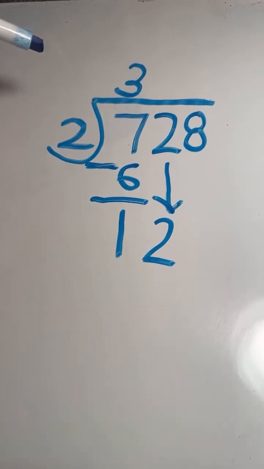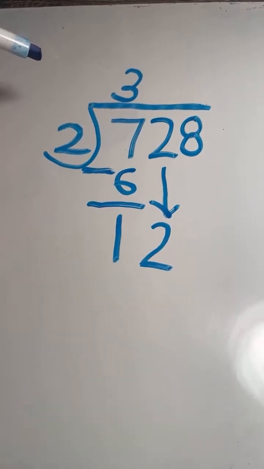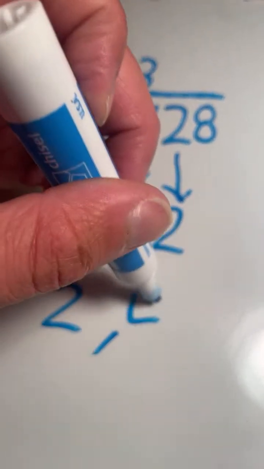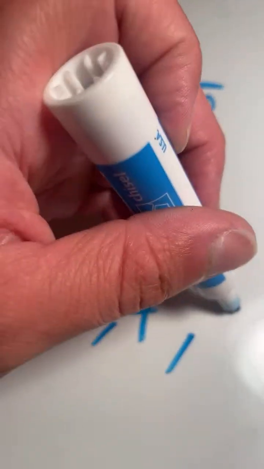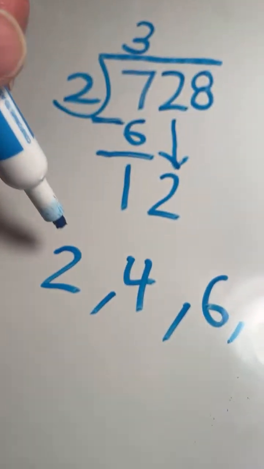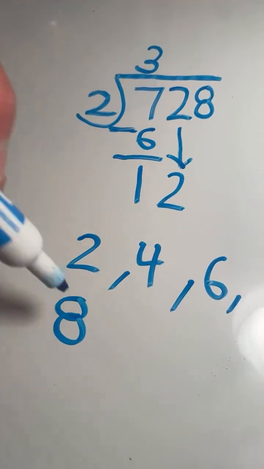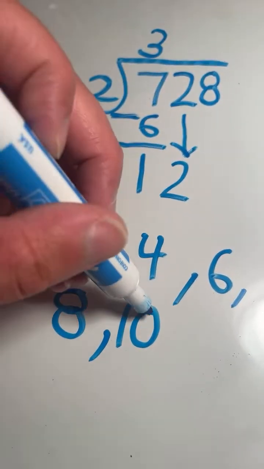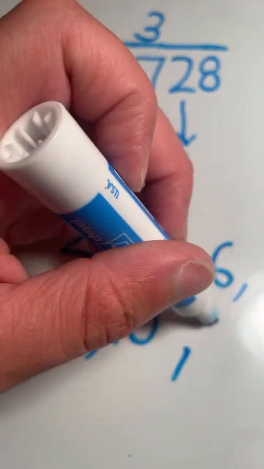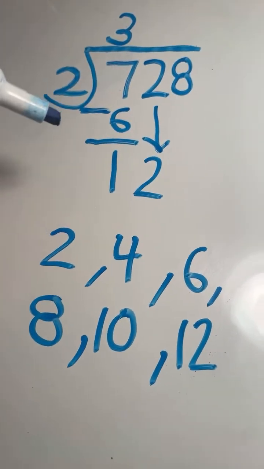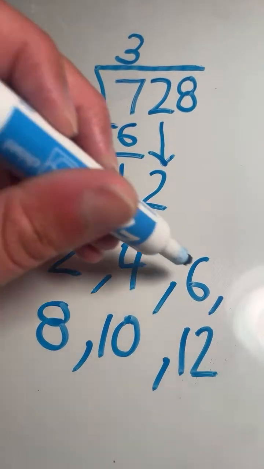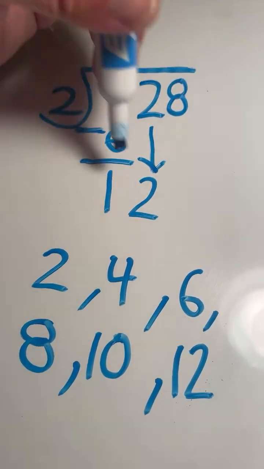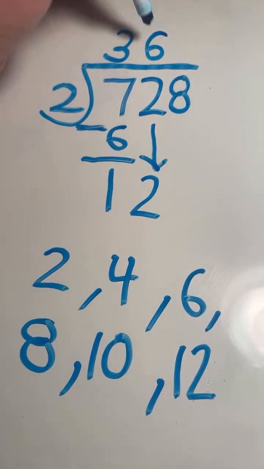Now we've got to figure out how many groups of 2 go into 12. So again, we're going to count by 2s. 2, that's 1 group of 2. 4, 2 groups. 6, 3 groups of 2. 8, 4 groups of 2. 10, 5 groups of 2. 12, 6 groups of 2. So we ended up counting by 2s 1, 2, 3, 4, 5, 6 times to get to 12. So 12 divided by 2 equals 6.